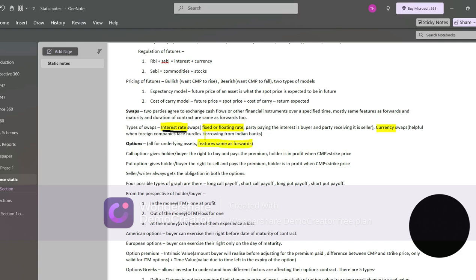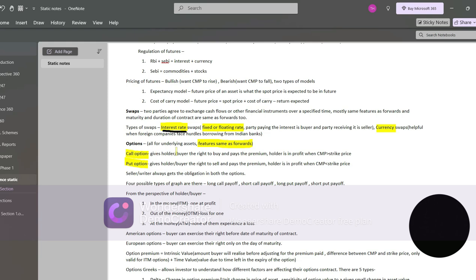It is not obligatory that at maturity you have to complete the contract. You can just say that no, I don't want to go ahead with this contract, and you can pay the premium and back off from the offer. So that is what it is. There are two kinds of options, call and put options.